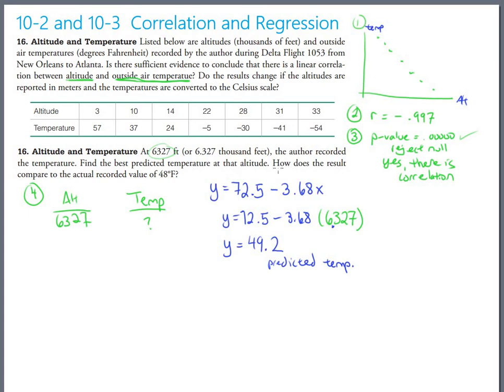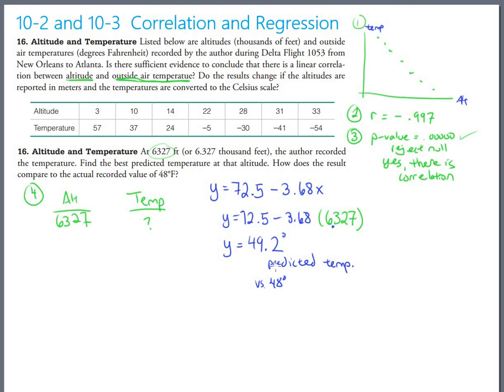So they do have a follow-up question, as they always do. How does the result compare with the actual recorded value at 48 degrees? So the thought they want you to go through there is to say, hey, this 49.2 just came from plugging into a model, a mathematical model, which mathematical models aren't always perfectly accurate. And they happen to know what the temperature actually was at 6,327 feet. It was actually 48 degrees. And the prediction's pretty good this time. Right? 49.2 is pretty close to 48.